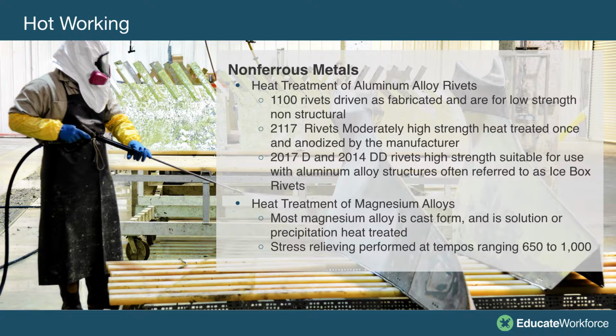Most magnesium alloys are in a cast form in a solution or precipitated heat treated, and stresses are removed by elevating them to a temperature of 650 to 1000 degrees. Let them soak for a period of time, and this will help relieve the internal stresses on magnesium parts and magnesium alloys.